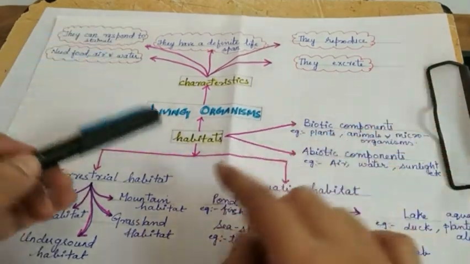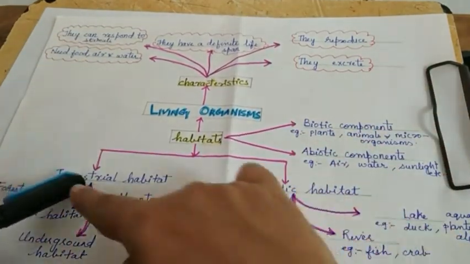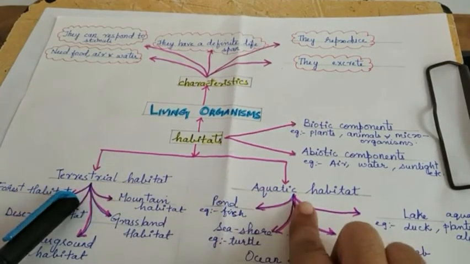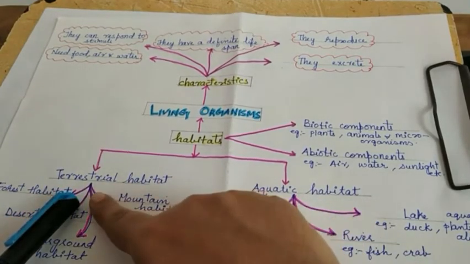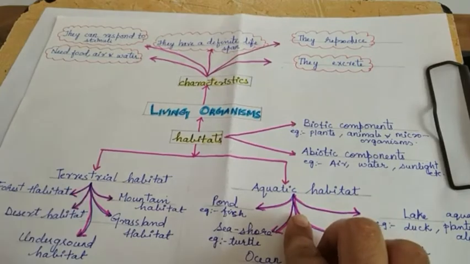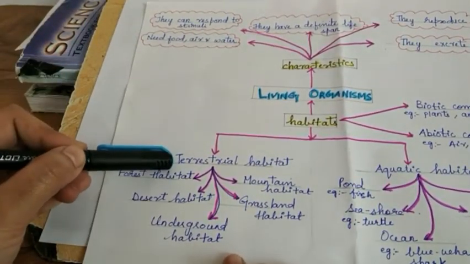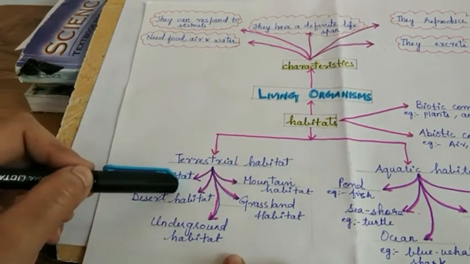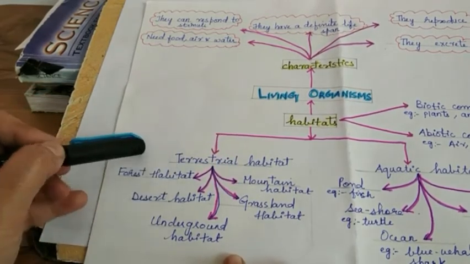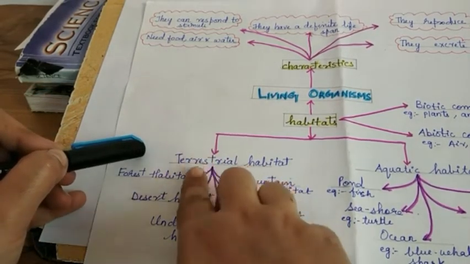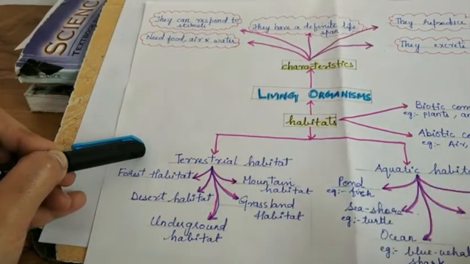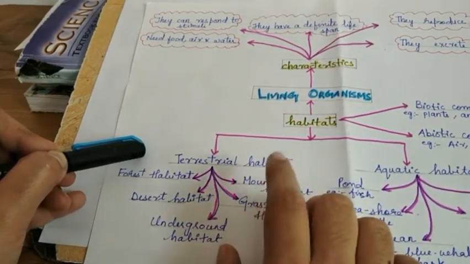Last, there are two types of habitat: terrestrial habitat and aquatic habitat. I will tell you first what a terrestrial habitat is. Terrestrial means on land, and aquatic means water. Right, what are the terrestrial habitats?